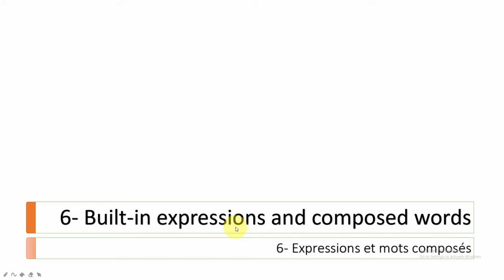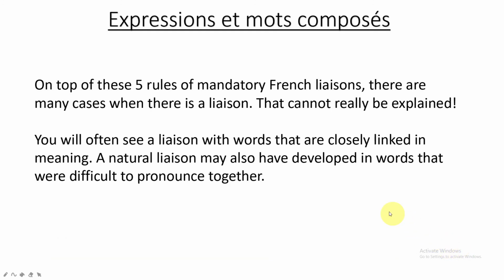Built-in expressions and composed words. On top of these five rules of mandatory liaisons in French, there are many cases when there is a liaison that cannot really be explained. You will often see a liaison with words that are closely linked in meaning. A natural liaison may also have developed in words that were difficult to pronounce together. So let's see some examples.